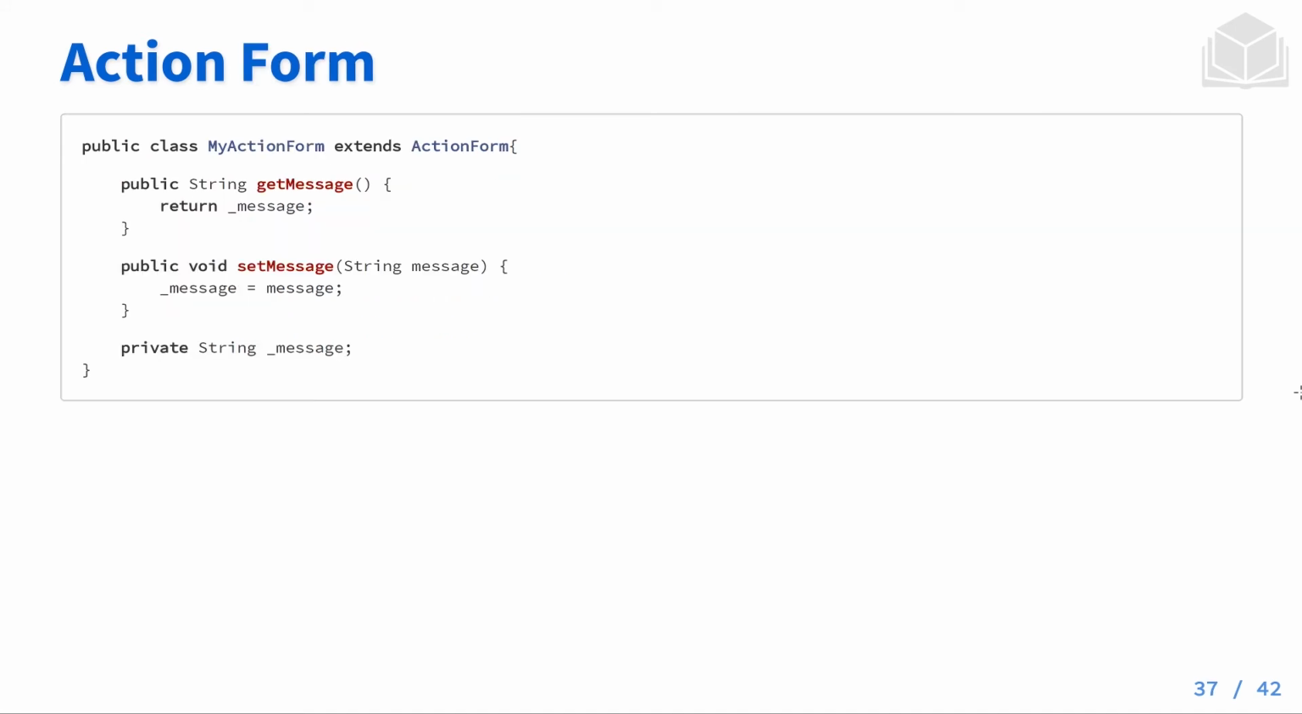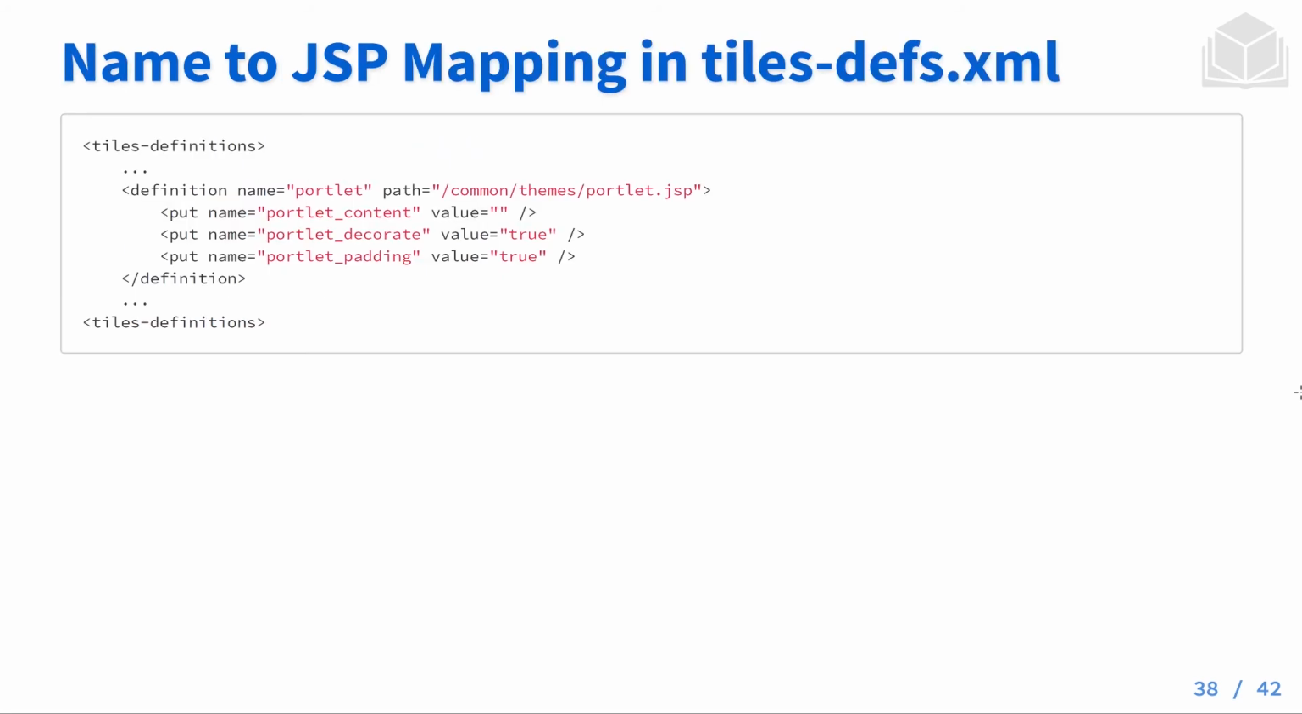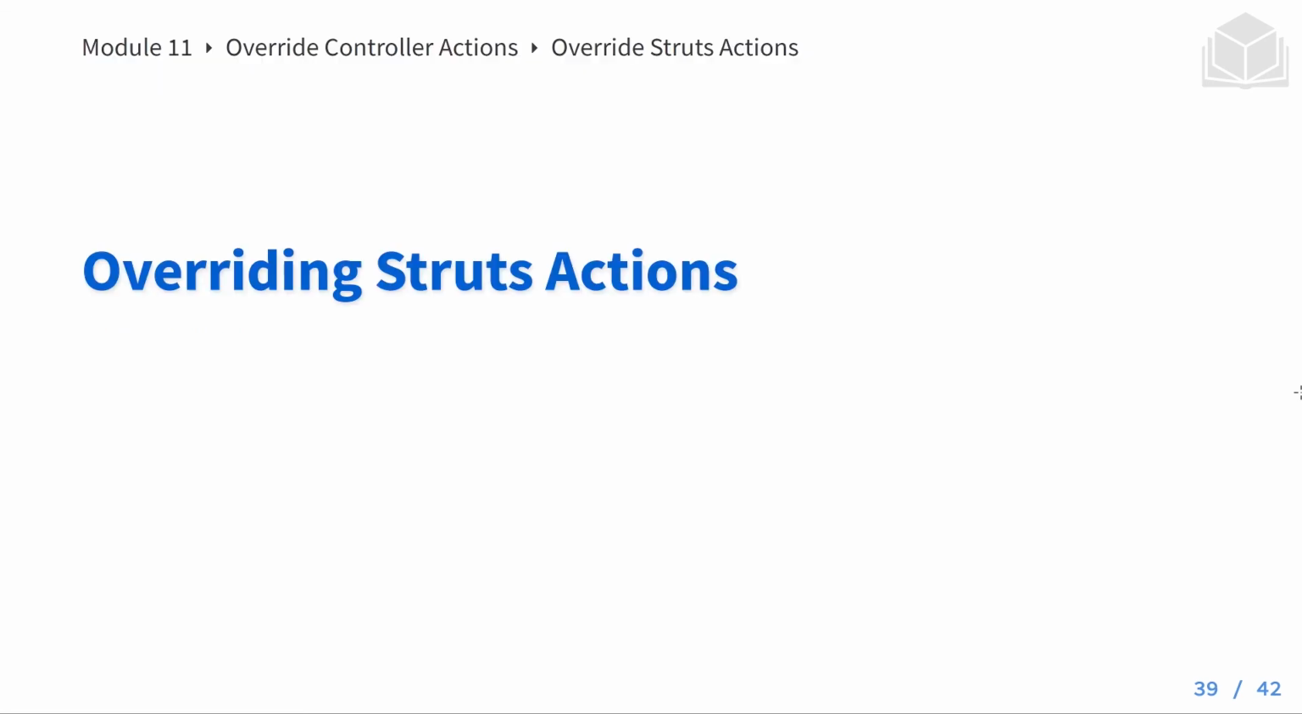Then we're going to go ahead and create an action form, which extends ActionForm, and it'll have the methods getMessage and setMessage. Next, we're going to go ahead and define some of the name to JSP mappings inside of tiles-defs.xml. So tiles definitions, and the definition name is going to be portlet, and the path is going to be /common/themes/portlet.jsp.